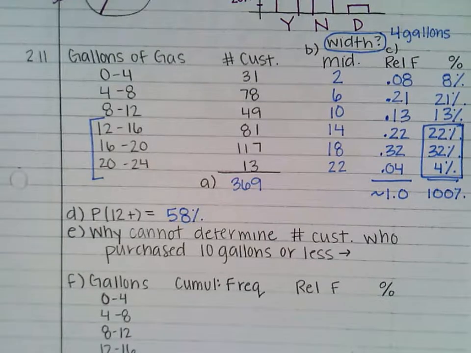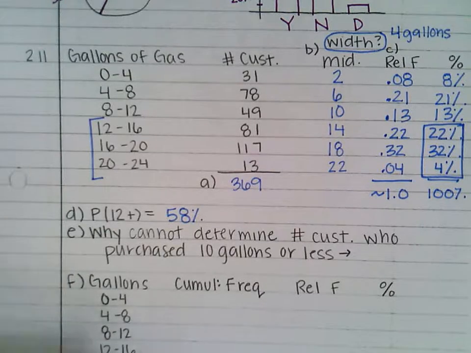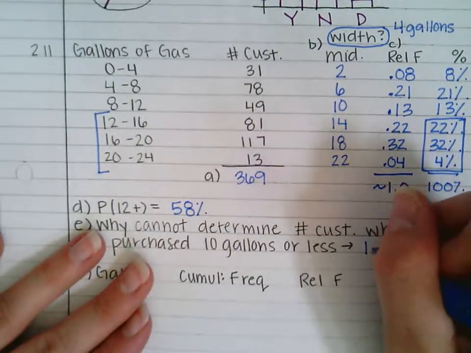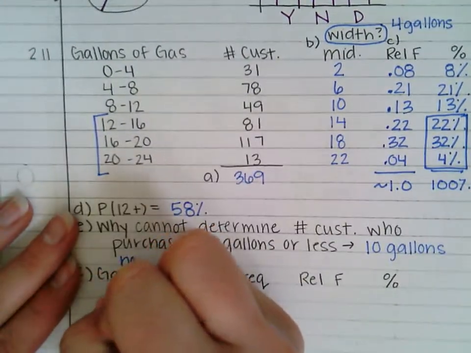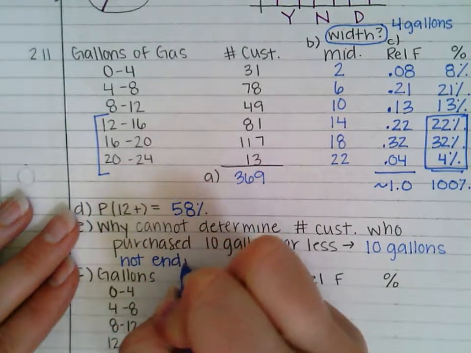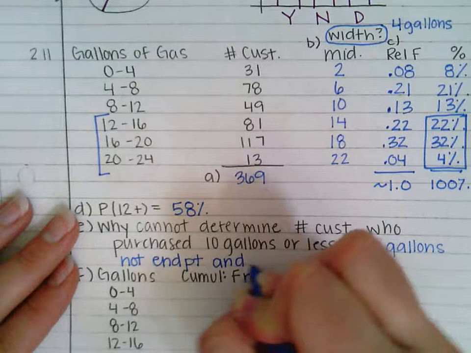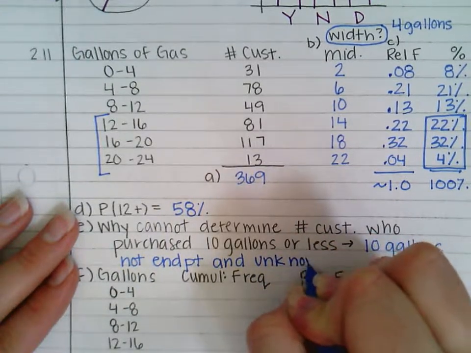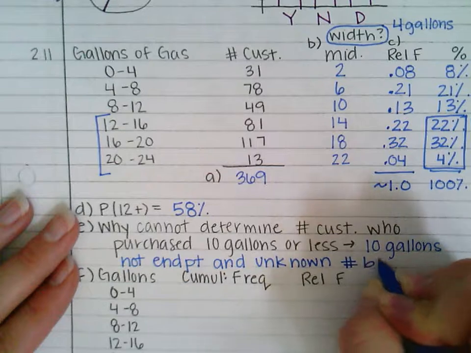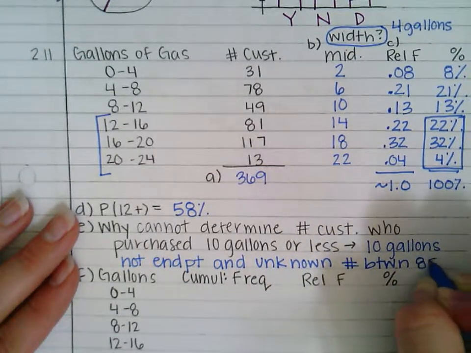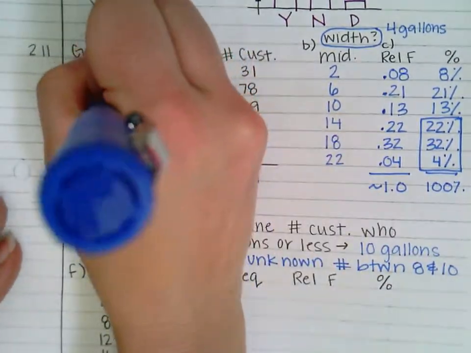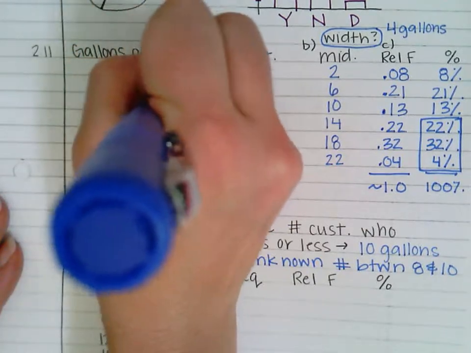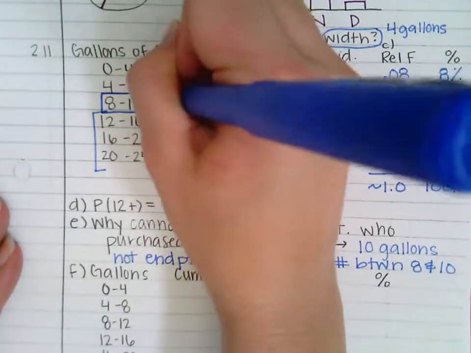Okay, and then there was a question I just kind of abbreviated here, so it's not the best sentence: why can we not determine the number of customers who purchase 10 gallons or less? And that's because 10 gallons is not an endpoint. And it is unknown the number between 8 and 10. Now what I mean by that is if you're looking at this category here, 8 to 12, that's where 10 is, right? That's where 10 gallons is right in here.